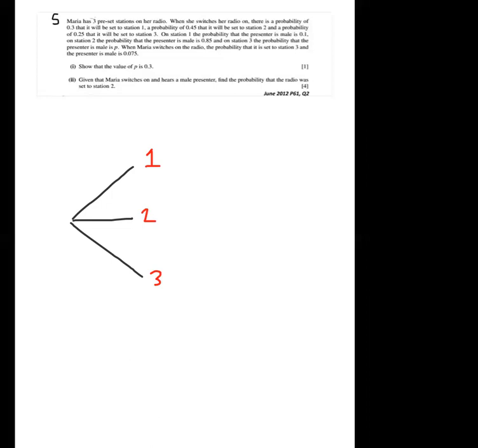Station 1's probability was 0.3. Station 2's was 0.45. Station 3's is 0.25. After that, within station 1 there could be a male presenter or female presenter. Station 2 same, station 3 same. So station 1 male, female, station 2 male, female, and then male, female.